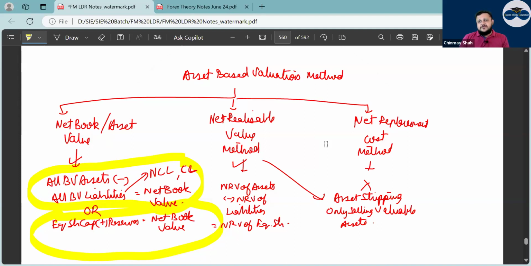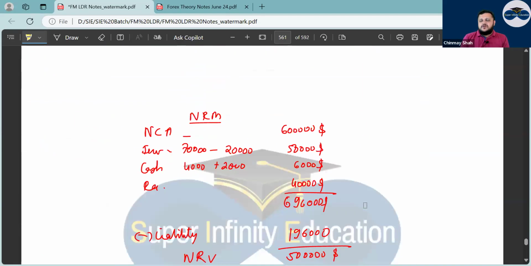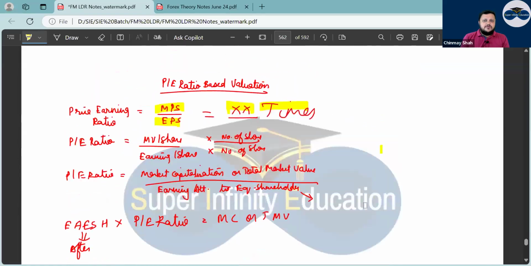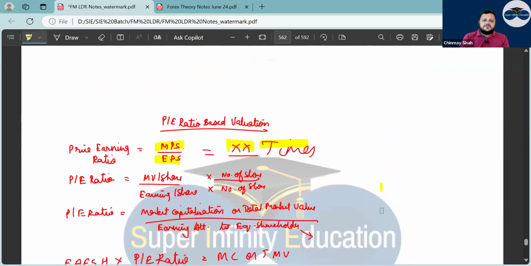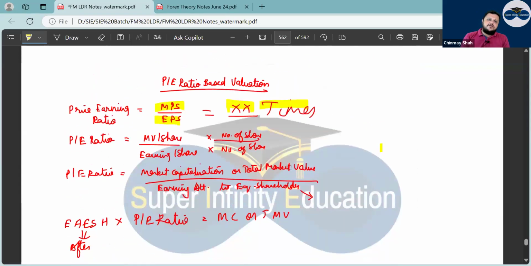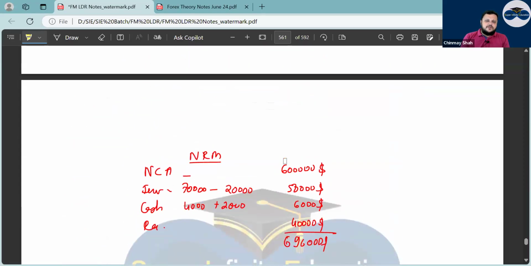There are certain assets for which companies are sold, correct? Assets are important in the company. So net replacement cost is what? Tell me. Asset stripping, only selling what? Valuable assets, right? Not selling the whole company as a whole. So the value of the company is because of the value of the assets. So the value of the assets only will be the value of the company, right?